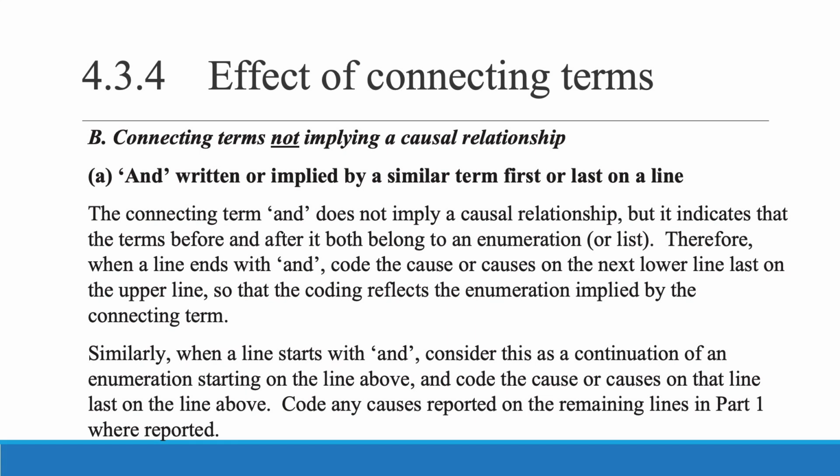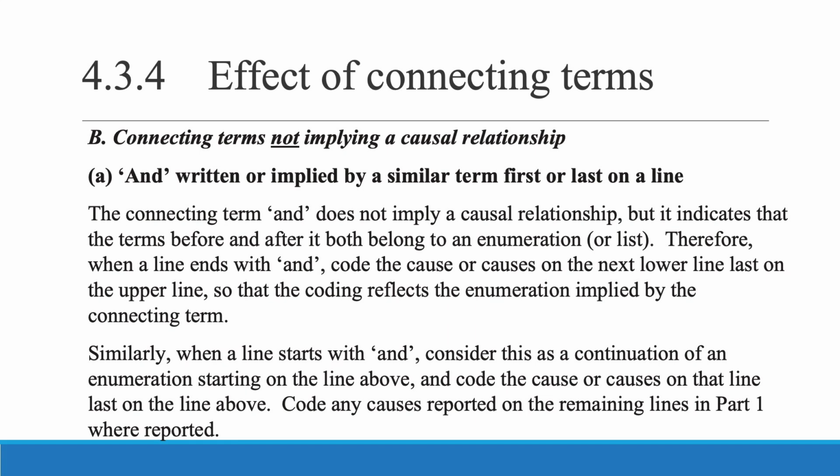Therefore, when a line ends with "and," code the cause or causes on the next lower line last on the upper line, so that the coding reflects the enumeration or list implied by the connecting term. Similarly, when a line in Part 1 starts with "and," consider this as a continuation of an enumeration or list starting on the line above, and code the cause or causes on that line last on the line above.